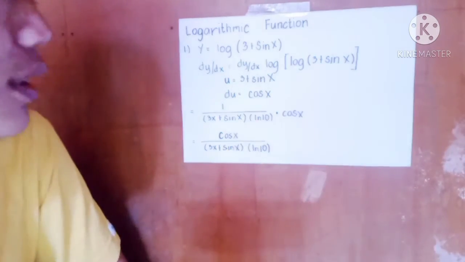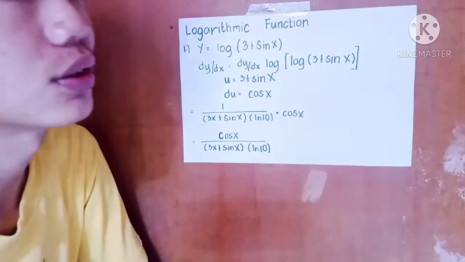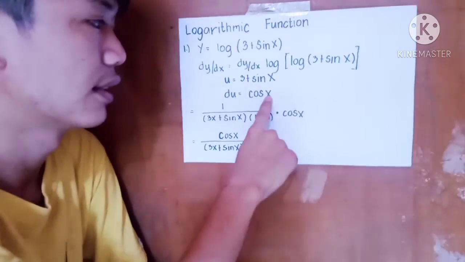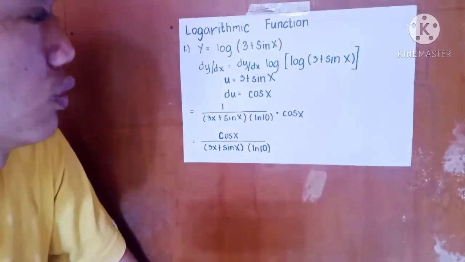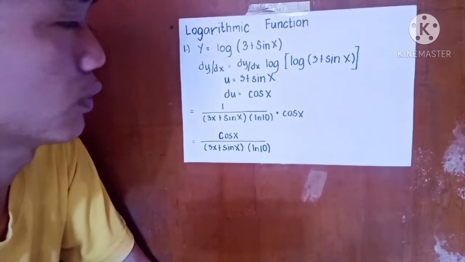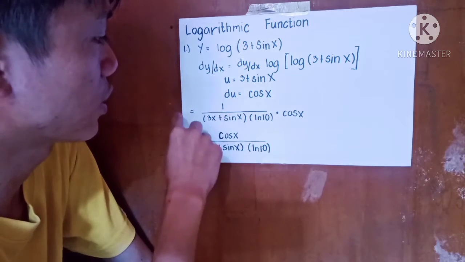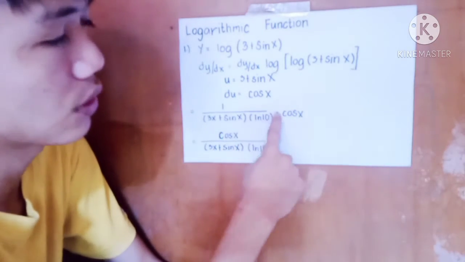Then, the derivative of u, which is sine x, na alam naman natin yung derivative ng sine x is cos x. Then, para makuha natin yung derivative, i-apply natin yung formula ng derivative of logarithmic function, which is magiging ganito na equation natin, 1 over (3 plus sine x) times ln 10 times cos x.